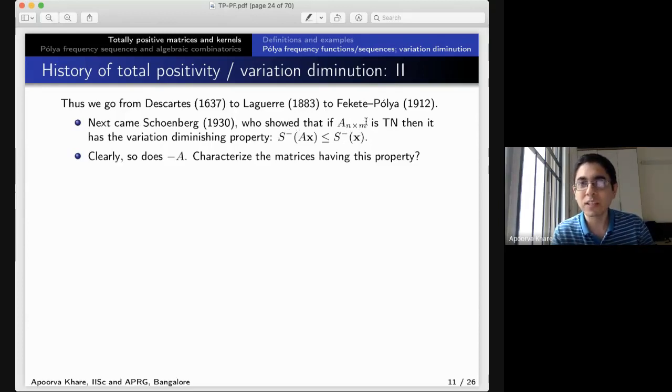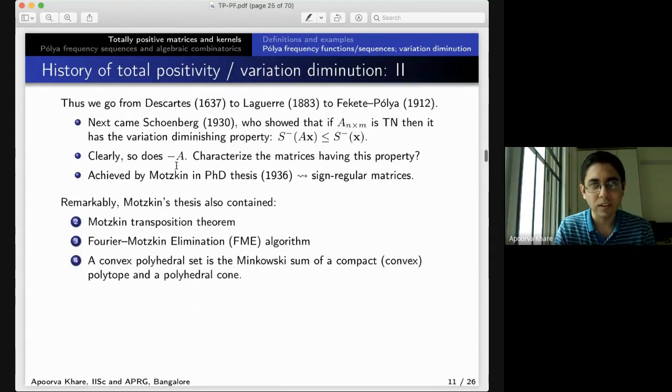The other is to ask, is there an extra condition such that variation diminishing plus that extra condition implies total non-negativity? And conversely, can you characterize the Tn matrices using this property and something else? So let me answer both of these questions. Let's start by characterizing the variation diminishing property. This was actually worked out in the same decade by Theodor Motzkin in his thesis. The answer is that you have to work with signed regular matrices, and there are some constraints. It's a slightly technical result, but it's not hard to state.